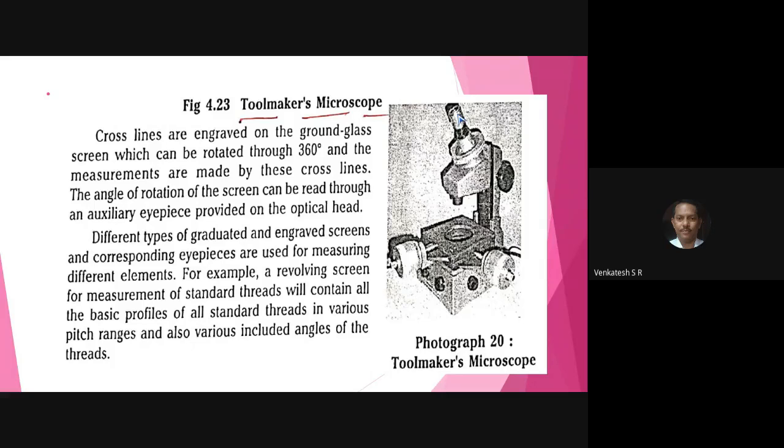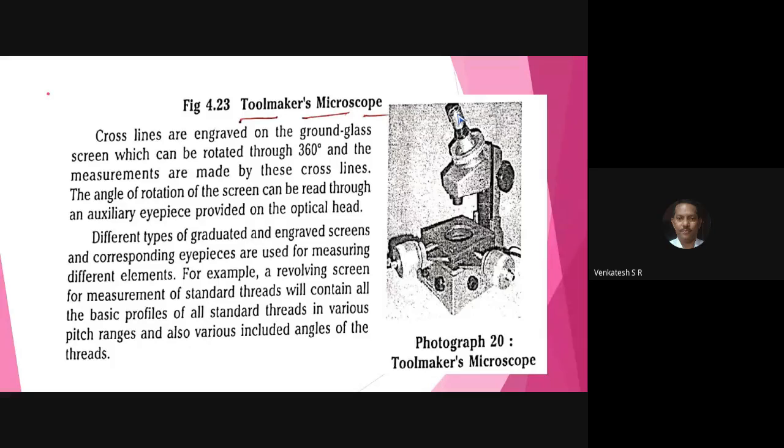For example, if you want to measure the pitch of the thread, which is nothing but the distance between 2 peak points of the thread. First, adjust the crosswire to the first peak point and note down the reading. Then move the crosswire to the next peak point immediately next to the first one. Note down the reading. The distance between the 2 peak points is the pitch of the thread.